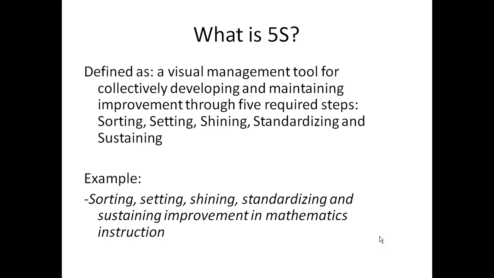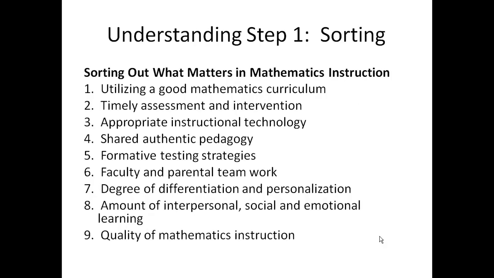And there are 5 steps that you go through, and that's why it's called a 5S. The first step is sorting. Second one is setting, third one is shining, fourth one is standardizing, and the 5th one is sustaining. So let's start an example here where you're going to be going through a 5S of sorting, setting, shining, standardizing, and sustaining improvement in mathematics instruction. In this video, I'm just going to take you through the first 2 steps, and then there are other videos that'll take you through the remaining steps.